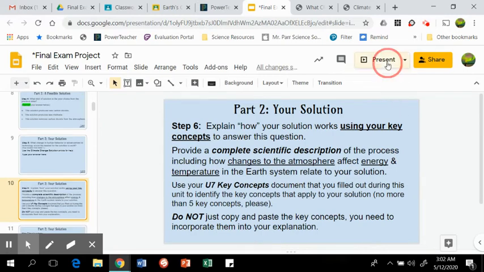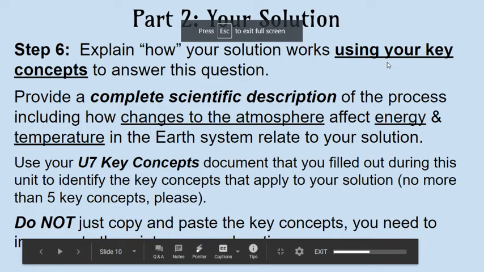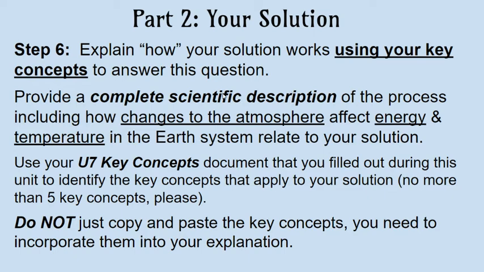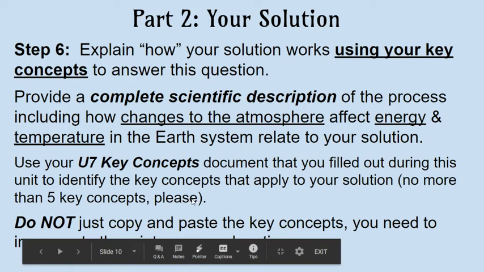Slide 10. Your solution. Step 6, explain how your solution works using your key concepts to answer this question. Provide a complete scientific description of the process, including how changes to the atmosphere affect energy and temperature in the Earth system related to your solution. Use your Unit 7 key concepts document that you filled out during this unit to identify the key concepts that apply to your solution. No more than 5 key concepts, please. You can easily do this with 5 or less key concepts, all right?